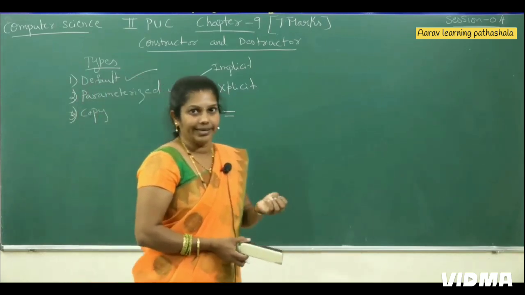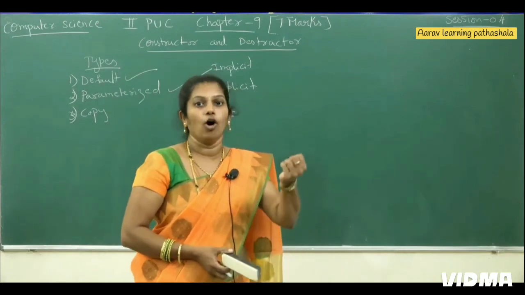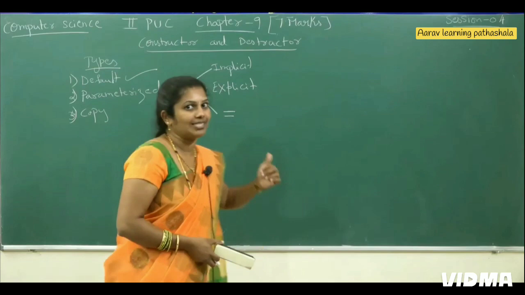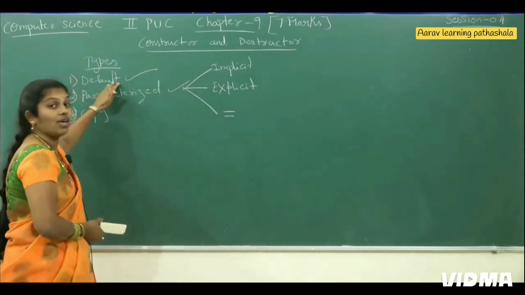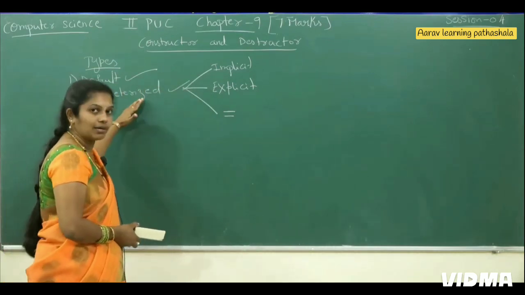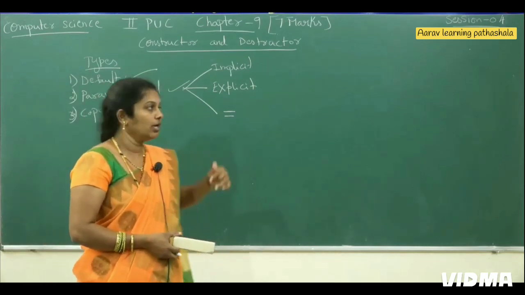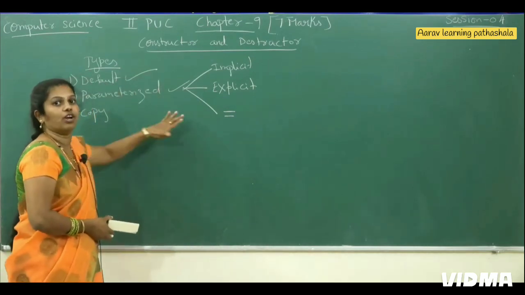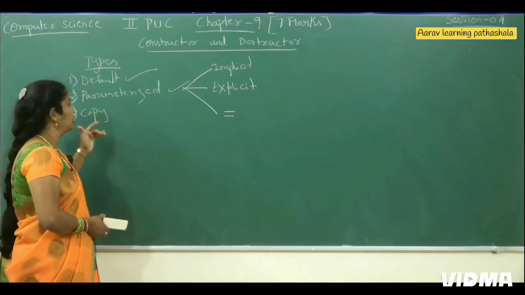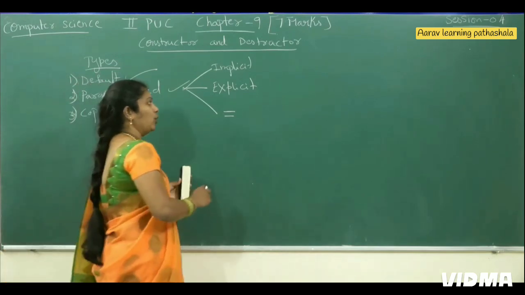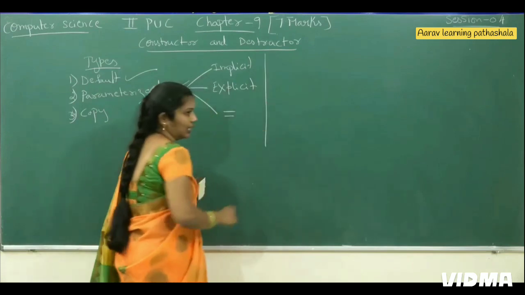The name itself suggests it is copying. Whatever values and arguments are inside an object, they are going to be copied as they are. Whereas in default constructor it does not have any arguments, whereas in parameterized constructor it has arguments. Argument is nothing but values. Those values can be copied from one object to another object by using this copy constructor. In this also we have advantages as well as disadvantages.